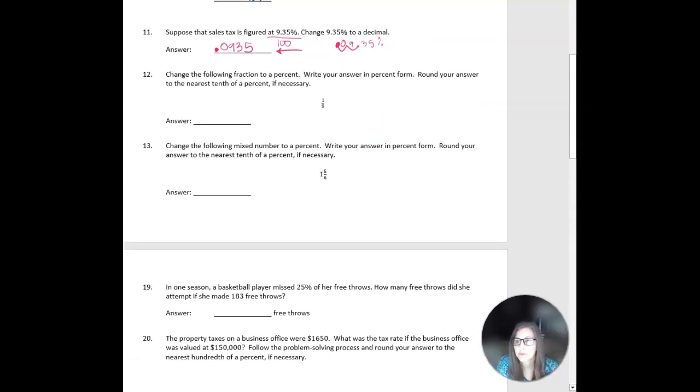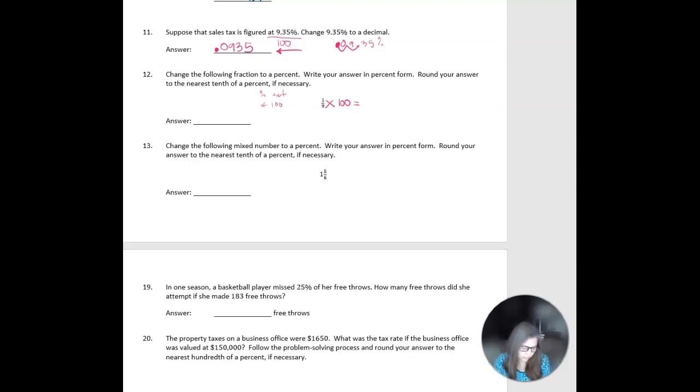Number 12. Change the following fraction to a percent. Write your answer in percent form. Round your answer to the nearest tenth of a percent. Okay, so what we're going to do here, a percent is always out of 100. A percent is out of 100. So what we have to do is divide 1 by 9 and then multiply that by 100.